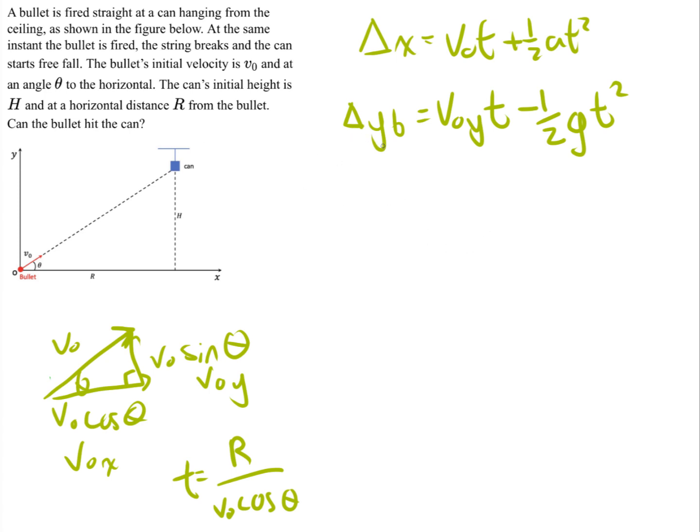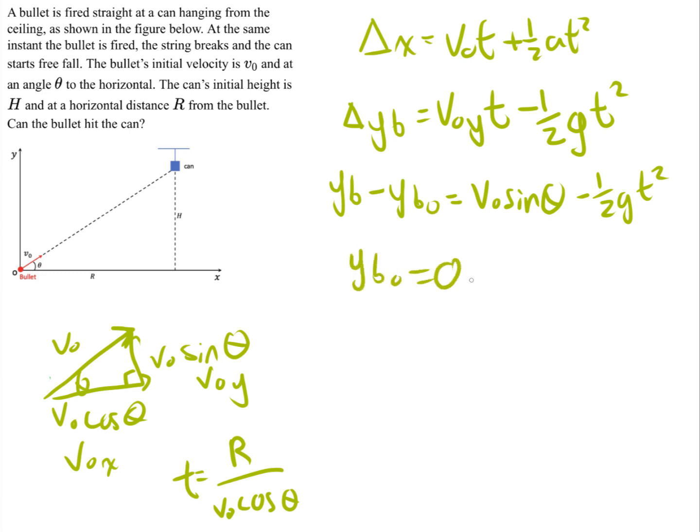And we can replace the change in y of the bullet with the final position minus the initial position of the bullet. That is equal to the initial y velocity, the initial velocity times sine theta, times t, minus 1/2 g t squared. And the initial y position of the bullet is 0 meters, since the origin of this graph is where the bullet launches. So when it first launches, it's at 0, 0, so 0 meters in the x direction and 0 meters in the y direction. So this whole part can be omitted.